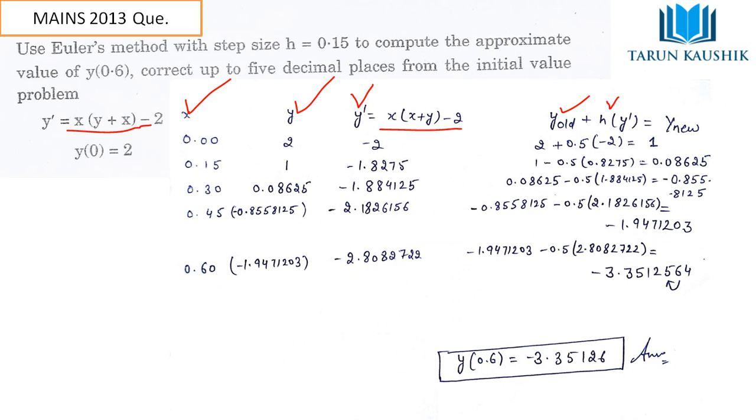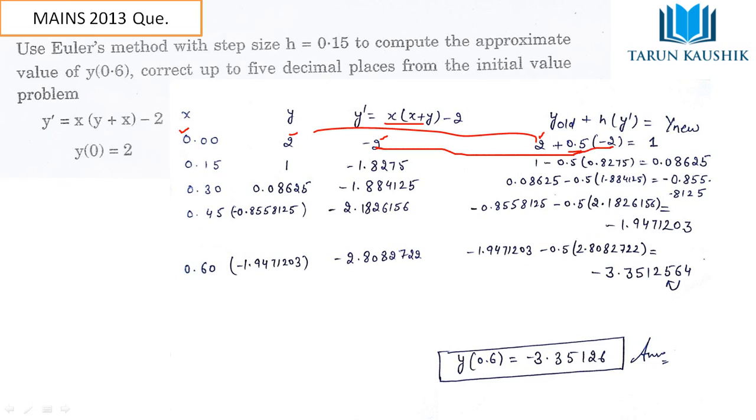Okay, so what is the initial value of x? x is initially 0. When x is 0, the value of y is equal to 2. Put these two values in this equation, subtract 2, and you will get y dash equal to minus 2. So y old is 2, h is 0.5, which will be the same in all the problems, and this is minus 2. Just do the calculation, I got 1. y new is equal to 1. I put this y new equal to 1 here.